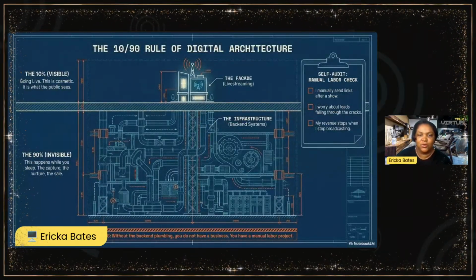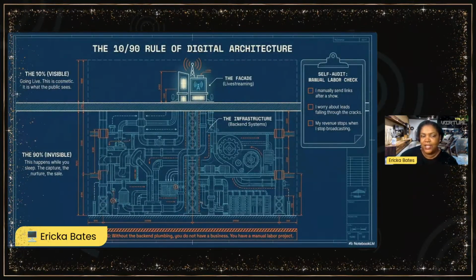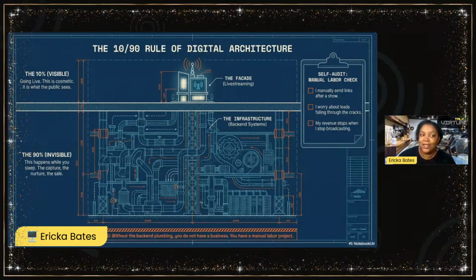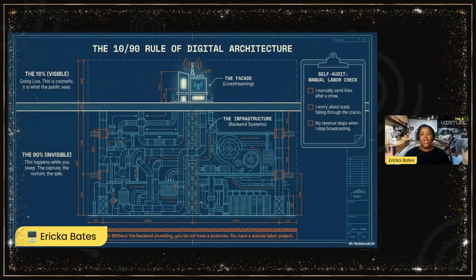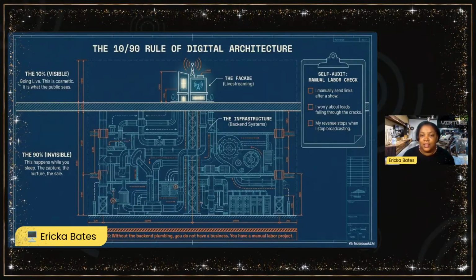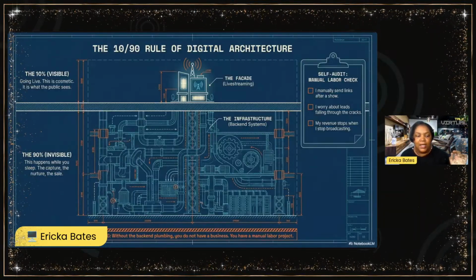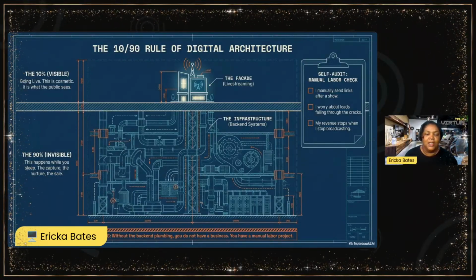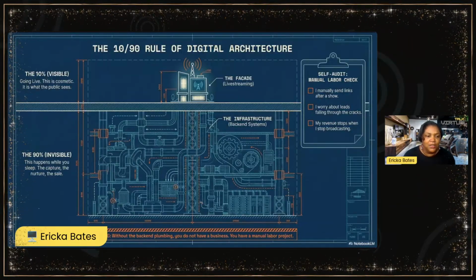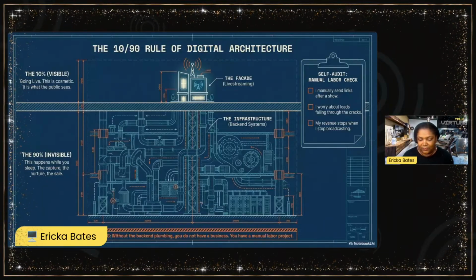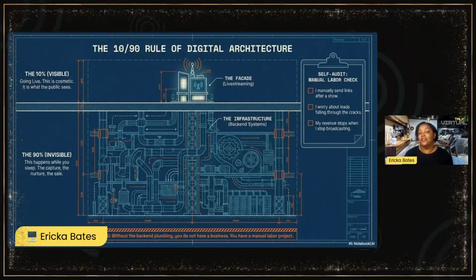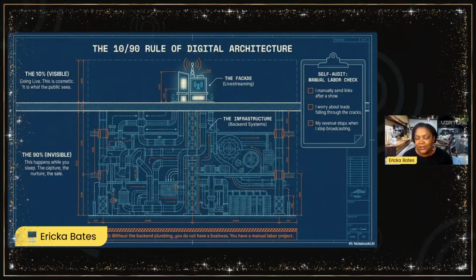The 10-90 rule of digital architecture. The 10% visibility, going live. This is cosmetic. It is what the public sees. So you see me, we're live streaming on maybe 6 to 8 platforms right now. And this is the facade. This is the live stream. And the 90% invisibility. This happens while you sleep. The captures, the nurture, the scale. So hopefully you know what an email sequence is. Hopefully you have an email scheduler that you're using, because it only works when you use it.